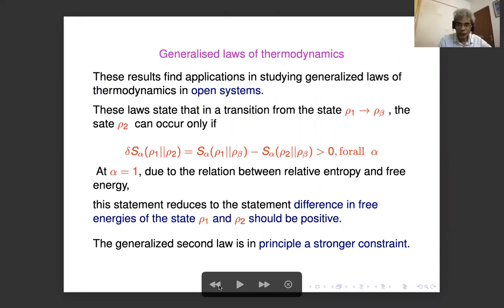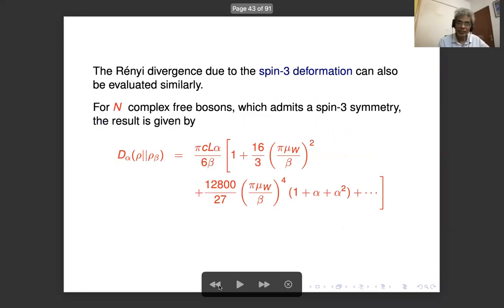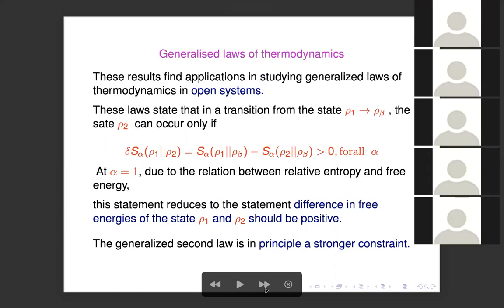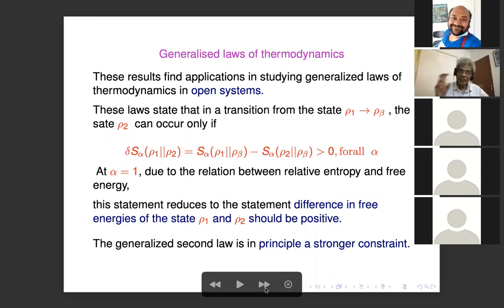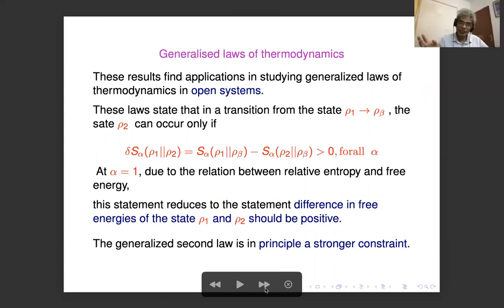So what is it used for? Why we were motivated to find these examples is the following. It's this connection of the relative entropy, which is called D here, to the free energy. You remember that relative entropy was like the free energy difference between the two things. Here, alpha equals one was the relative entropy, and that was the difference in free energy. Now alpha is general, or N, it's a general one.